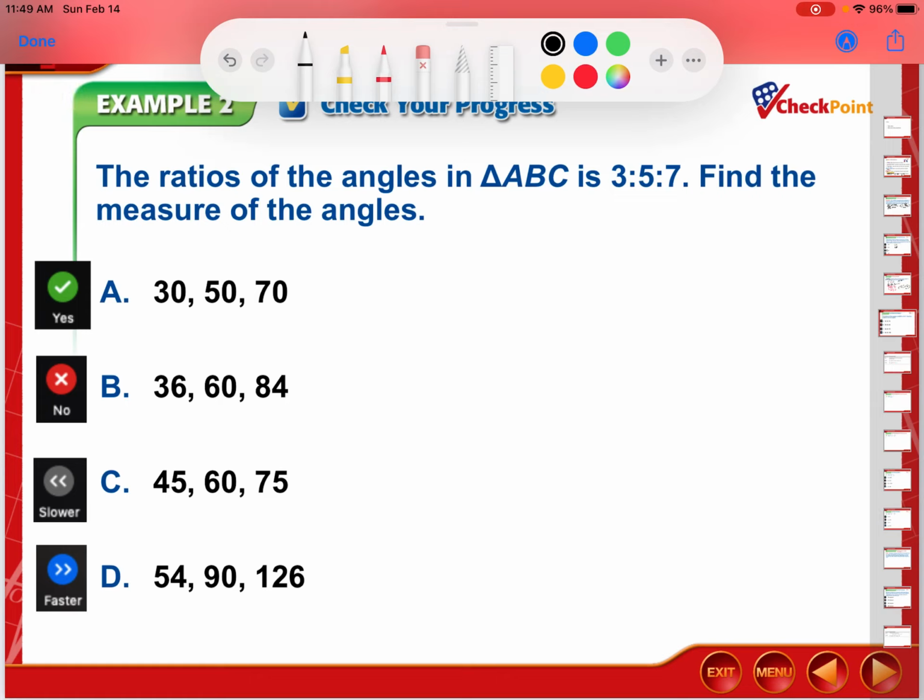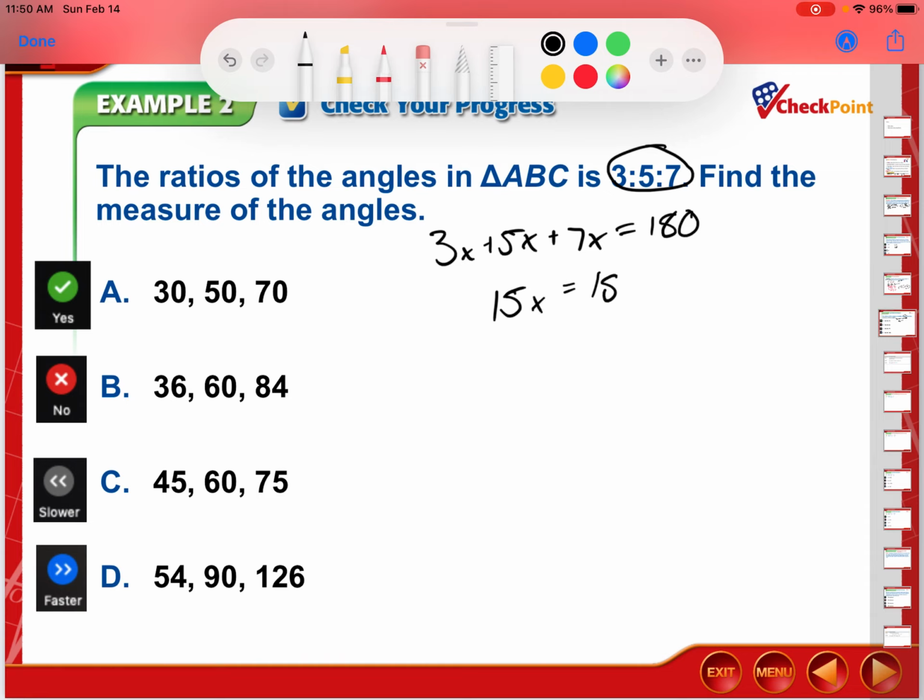We have triangle ABC, and the sides are at a ratio of 3 to 5 to 7, or I'm sorry, the ratio of the angles. So that being said, we would do 3x plus 5x plus 7x equals 180. And I would like to take this moment to point out that if you can look at these three numbers and say, okay, well, 3 plus 5 plus 7 is 15, then you can skip that first step of writing it all out. Personally, that's how I typically do it.